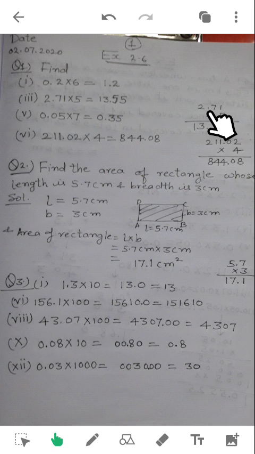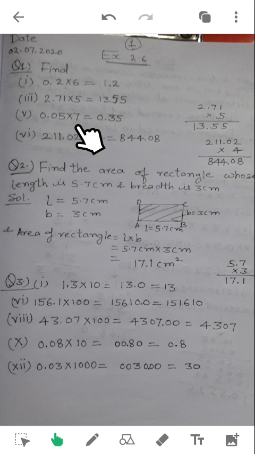डेसिमल के पीछे 2.71 में दो डिजिट है, 7 और 1, दो डिजिट. तो आप आंसर के लिए जो आंसर आपने लिखा है आप पीछे से काउंट करेंगे फर्स्ट डिजिट and सेकेंड डिजिट and you will place here decimal. Answer is 13.55. Now see its fifth part.